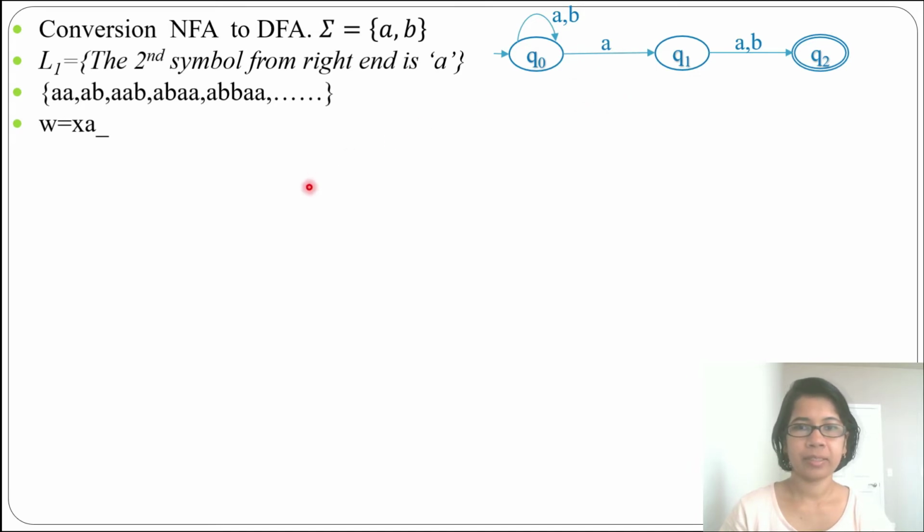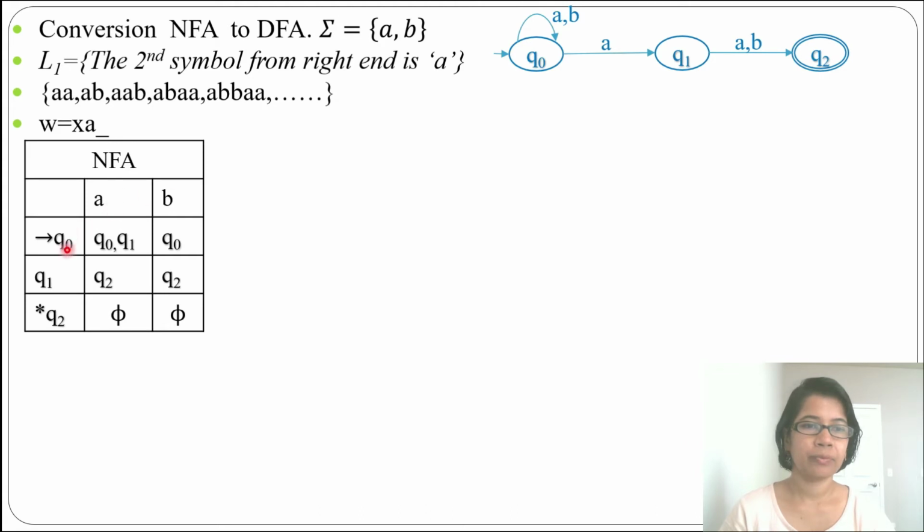Now we'll find the transition table for this. This is the transition diagram. You can convert directly from the transition diagram, but through the transition table it is a little easier. I will do both ways. This is the transition table. From Q0 by a, it goes to Q0 and Q1. There are two transitions from Q0 by a: either it goes to Q0 or it goes to Q1. From Q0 by b, it goes to Q0. From Q1 by a or b, it goes to Q2. Then from Q2 there is no transition, so it is a dead configuration, so we write phi for both a and b.